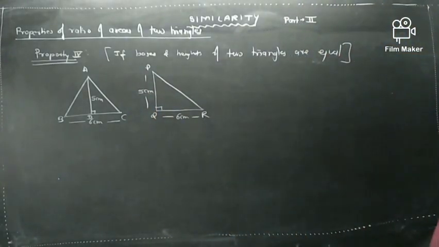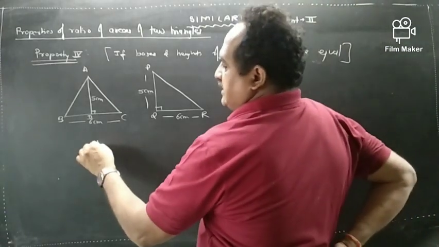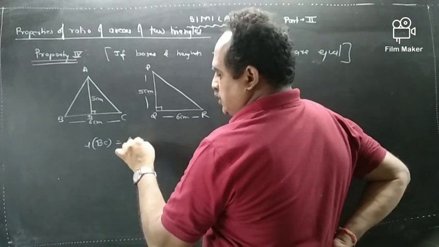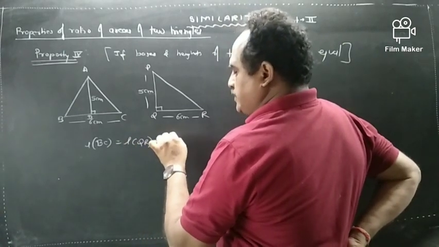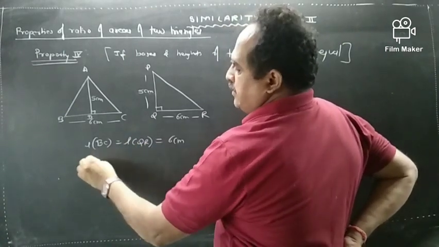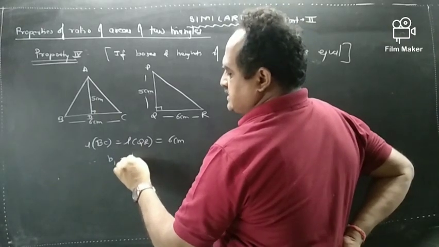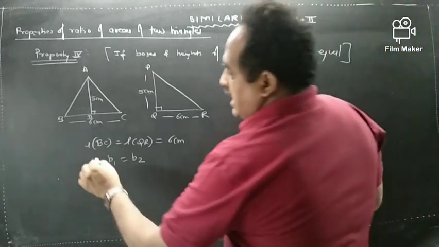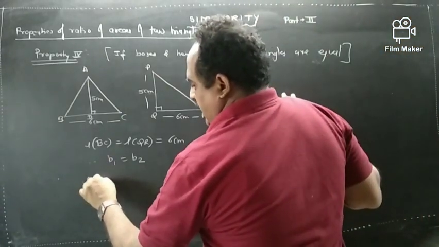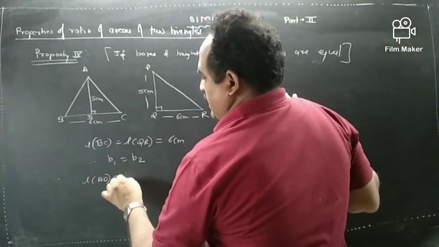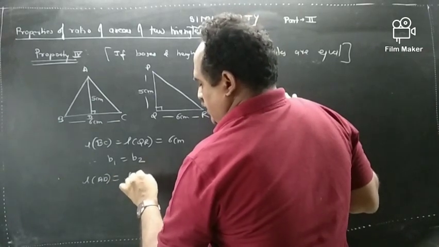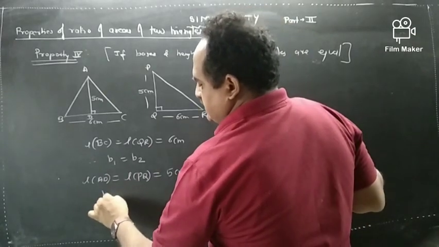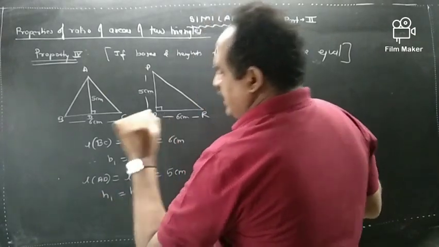Now, what can I write about it? Length BC is equal to length QR is equal to 6 cm, means B1 is equal to B2, and length AD is equal to length PQ is equal to 5 cm, means H1 is equal to H2.